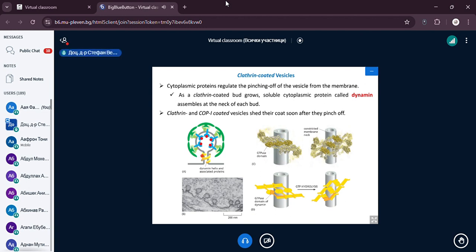Okay, so the pinching off of the vesicle from the plasma membrane happens with special cytoplasmic proteins, which are motor proteins using energy from GTP, guanosine triphosphate. These motor proteins are called dynamins, and they pinch off the plasma membrane by assembling around the stem of the vesicle. And here you see many such clathrin-coated vesicles being removed, or pinched off from the plasma membrane with the help of this protein dynamin.